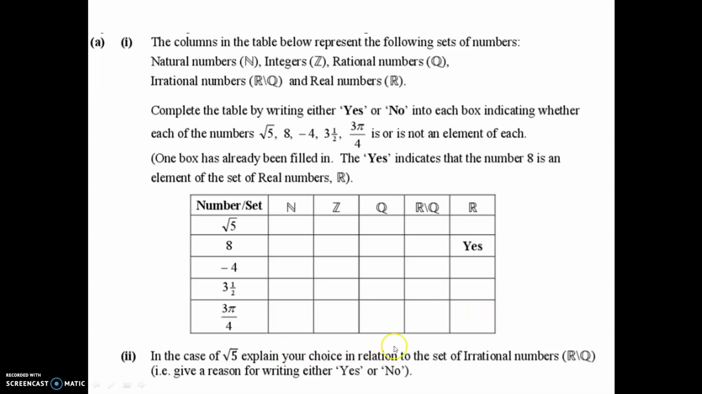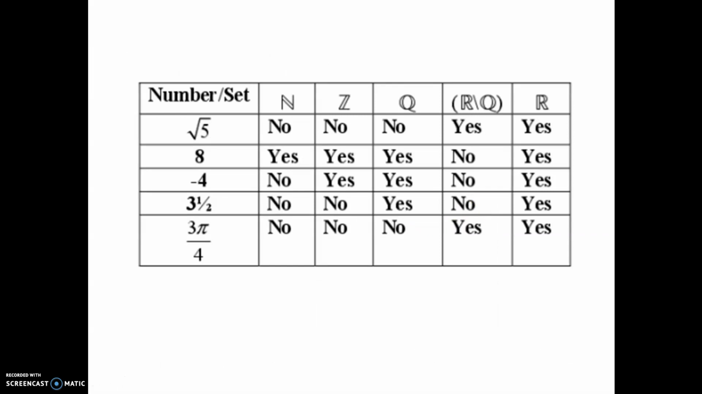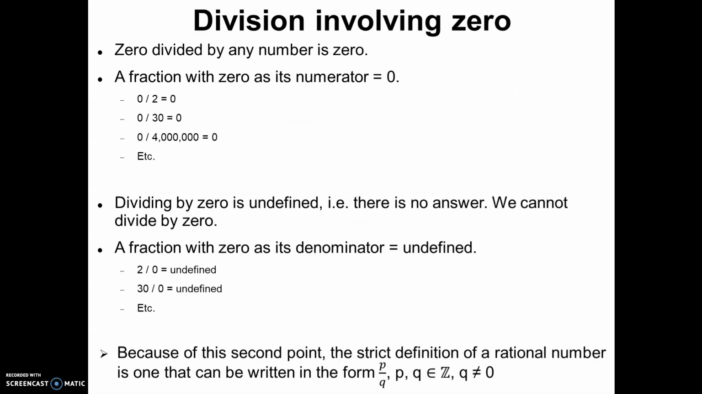In the case of root 5, explain your choice in relation to the set of irrational numbers. I said root 5 was irrational. That's because root 5 is a surd. It cannot be written in the form P over Q. It cannot be written as a fraction, so it is an irrational number. You can pause on that just to go through that table if you like, and then just a couple of short things to finish off.